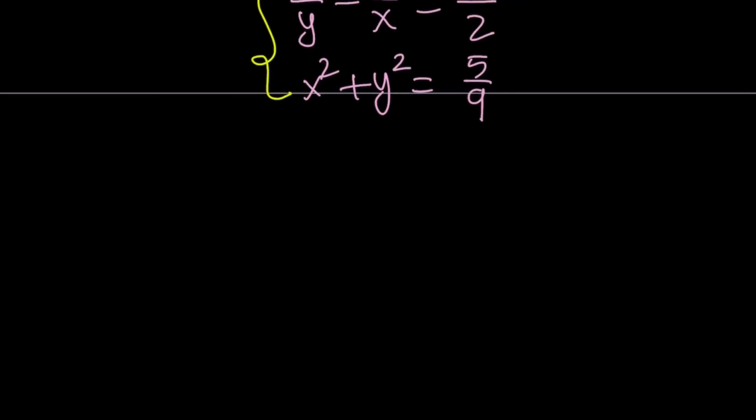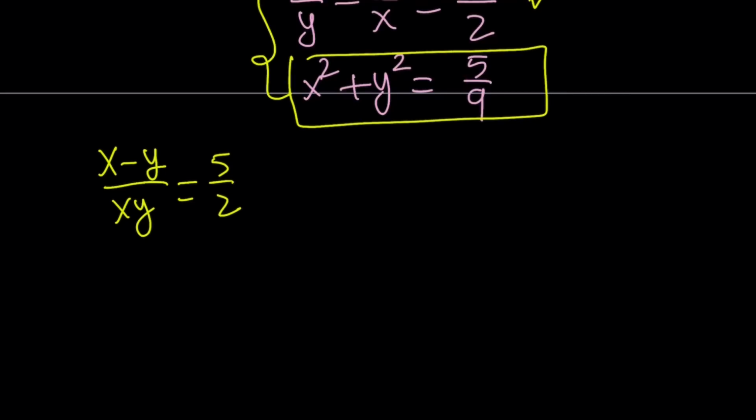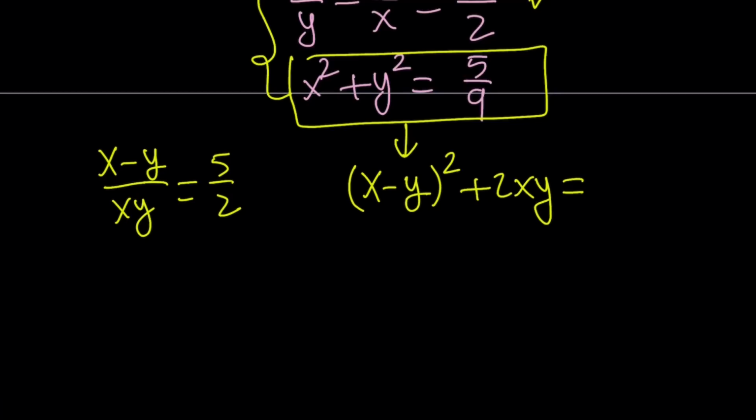So first of all, I want to make a common denominator here, right? This says (x minus y) over xy equals 5/2. And the second equation is just going to stay as is, but I can do the following. Actually, it's not going to stay. I can write the x squared plus y squared as (x minus y) squared plus 2xy. And this is equal to 5/9.